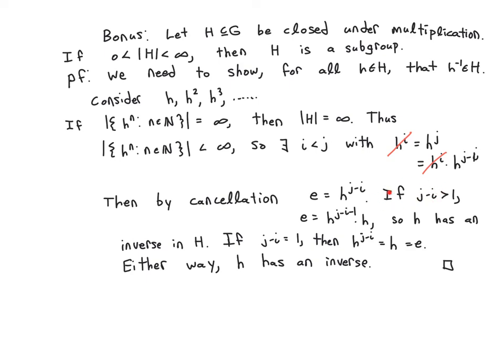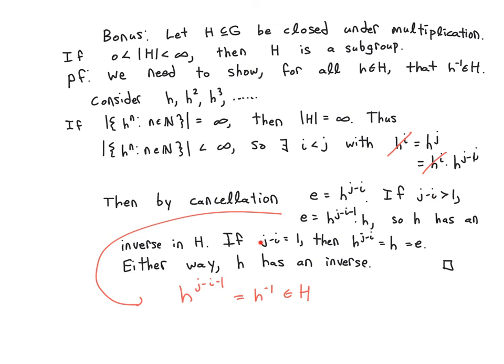So this is a proof by cases. If for the moment I assume j minus i is greater than 1, then I can factor out this product as h to the j minus i minus 1 times h. Oh look, this element here is the inverse of h in G, and inverses are unique. So h to the j minus i minus 1 is h inverse. But it's also a power of h, which means it's in the subset H. So congratulations, your inverse is in your subset.